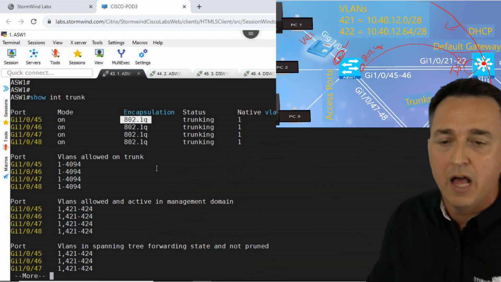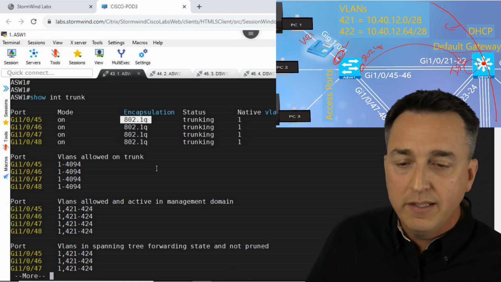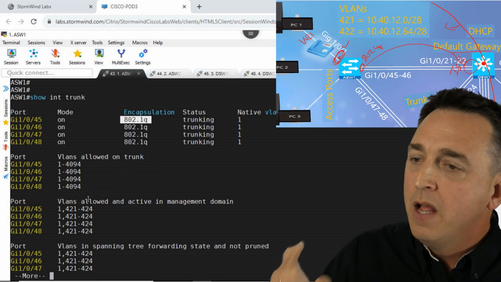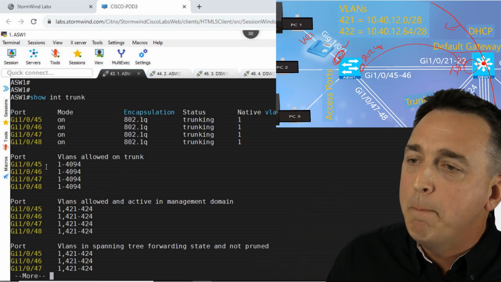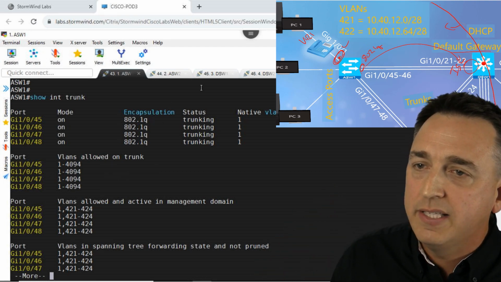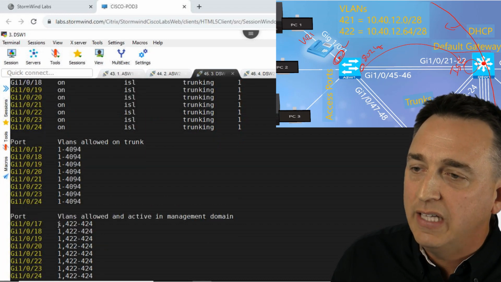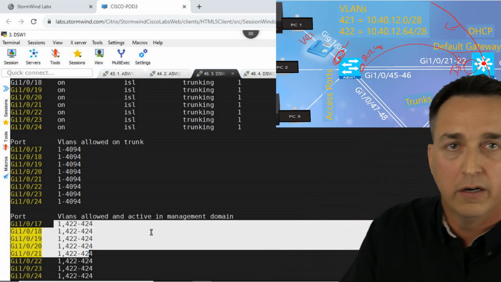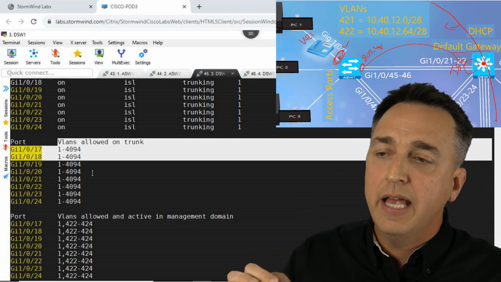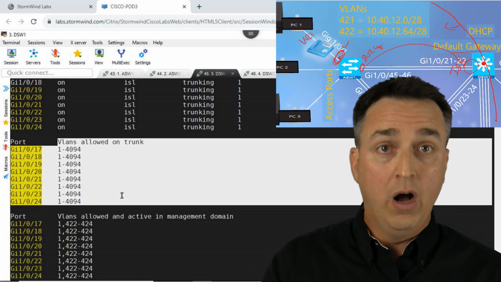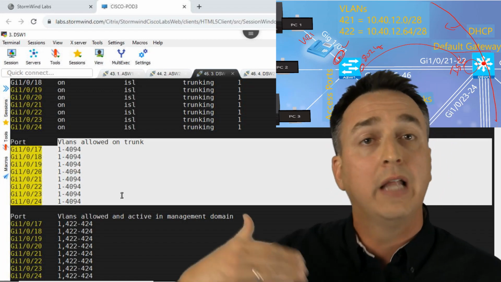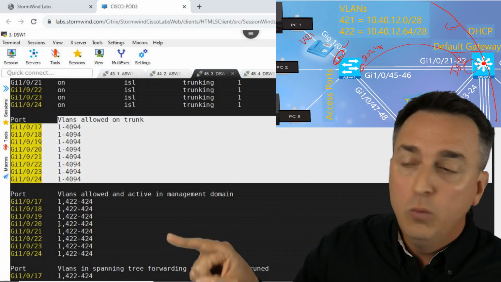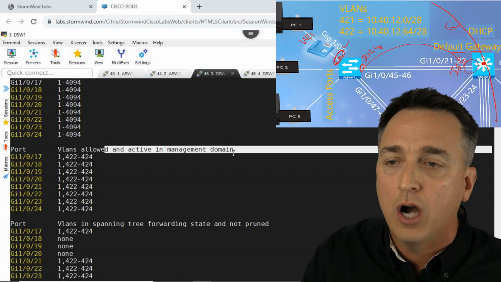Does anybody else see another problem? Good, yeah, Fred. Fred says, and I think Benjamin and Brian as well, that in this case we are missing on DSW1 VLAN 421. And that is 100% confirmable here. Why is that? Because it says here we're allowing all VLANs on the trunk, so there's no filtering going on like we saw with ASW1. But as we move down here, we can see that it's actually missing in our management domain.